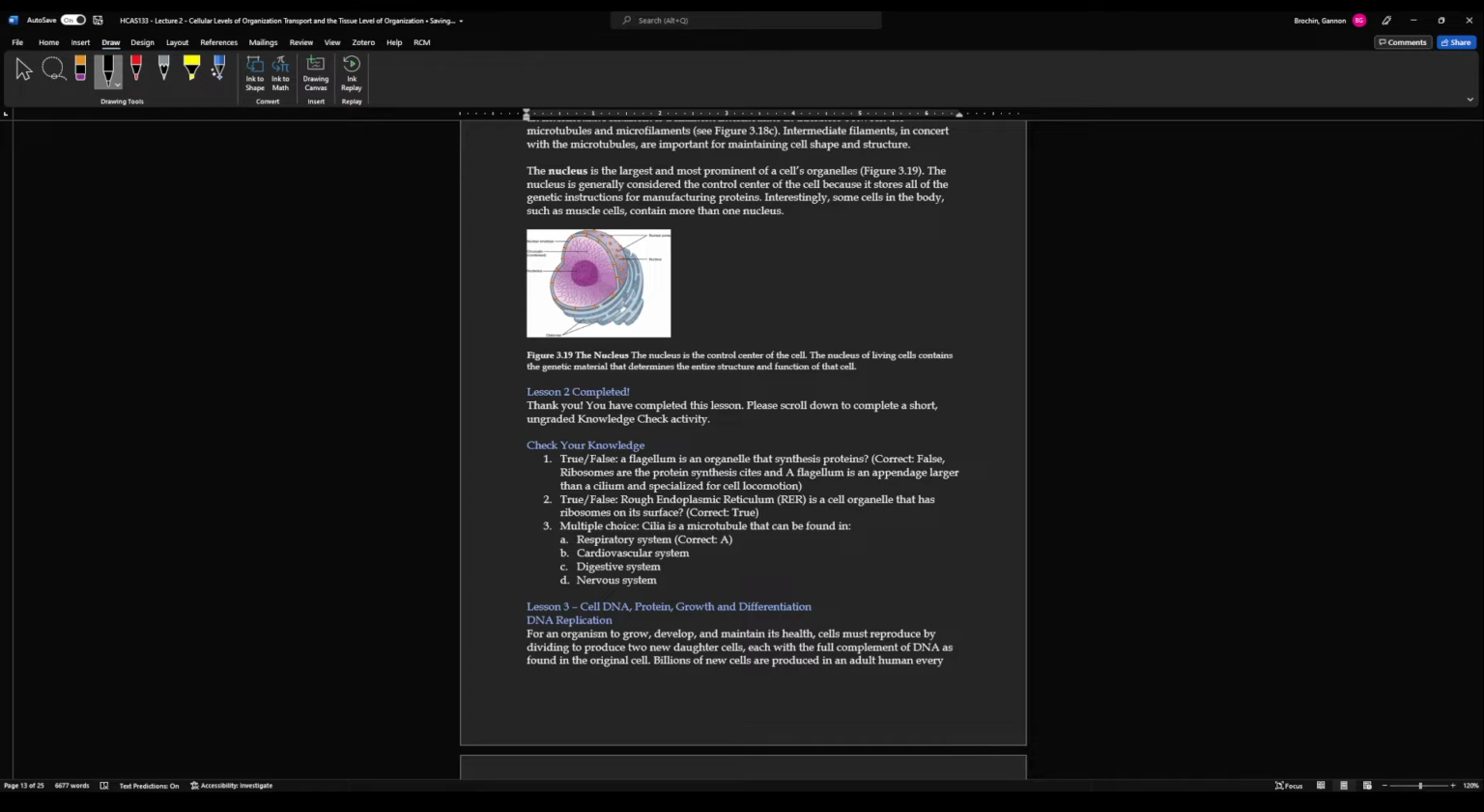Now, most cells in the body only have one nucleus, but it is possible for cells to have multiple nuclei. A prime example of that would be skeletal muscle. It's very, very common to see skeletal muscle with multiple nuclei. This is because skeletal muscle is so reliant on the production of protein, and protein really does come from the DNA stored within the nucleus, so it needs a large amount of protein to be produced at all times.